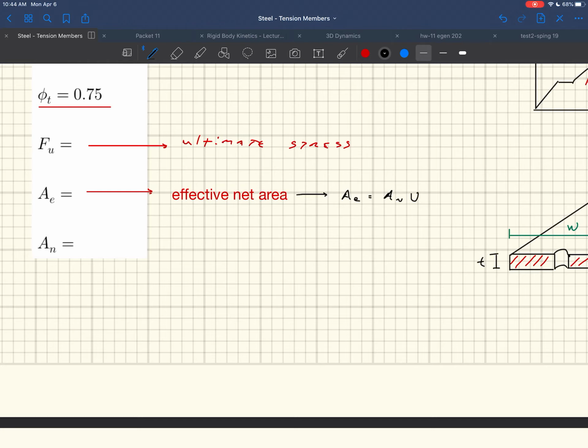Okay, so AN down here, this AN is equal to, getting messy with my notes here, but I'll get it here. AE is the effective net area. AN is the net area. I didn't write what U was. U over here, we're going to dive into this a little bit in a few minutes here. U is the shear lag factor.